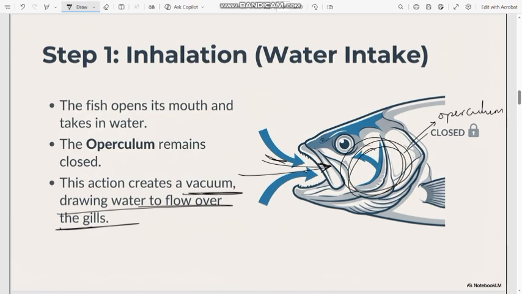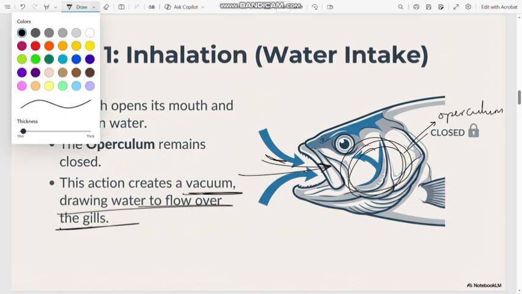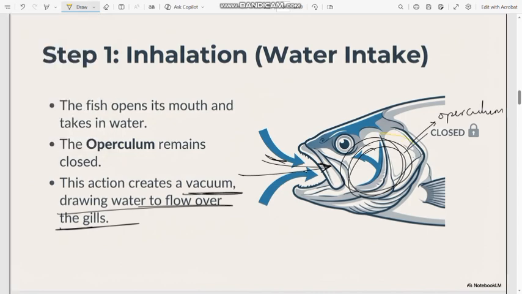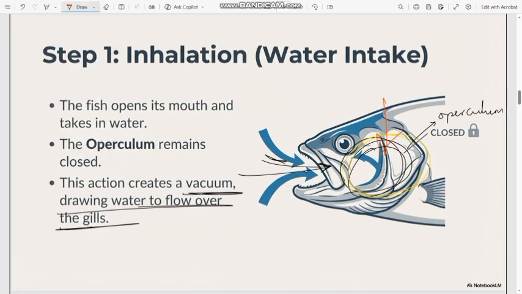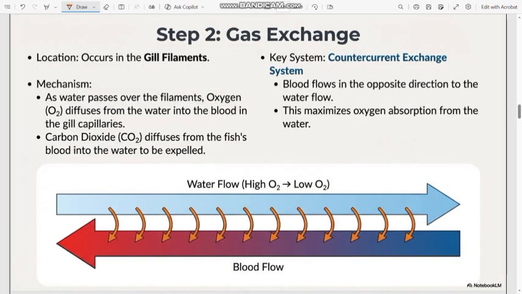So if the fish takes in water into the mouth, because the operculum is closed, the water is forced to stay around here. Once the water is trapped around here, the gills in this place under the operculum can then extract oxygen. So the gills remove oxygen from the water. Once water passes over the filament, oxygen diffuses into the blood, and carbon dioxide diffuses out.